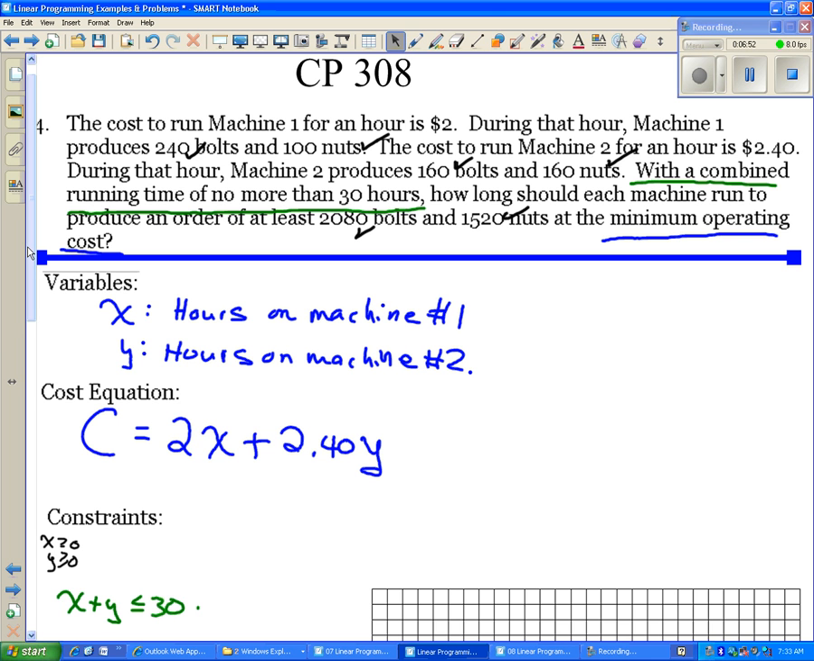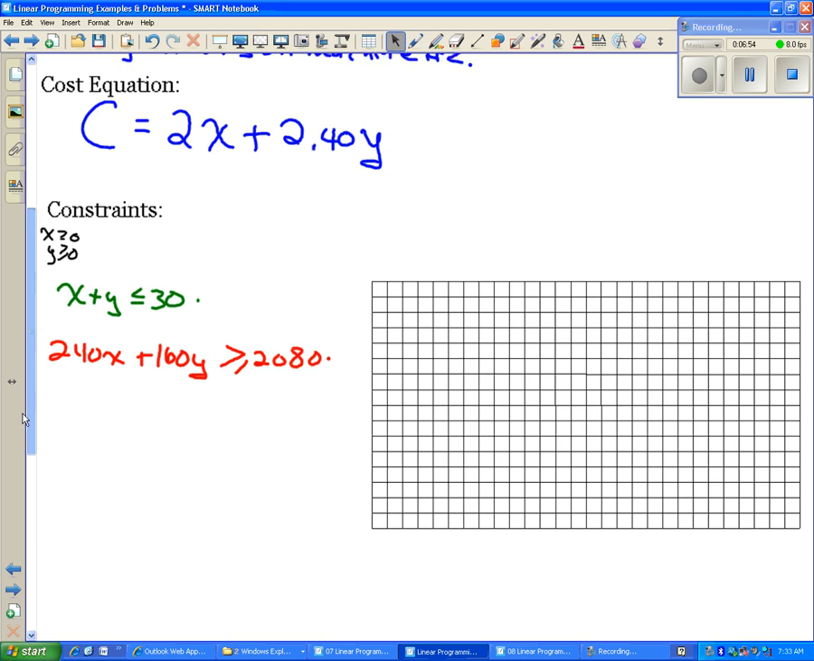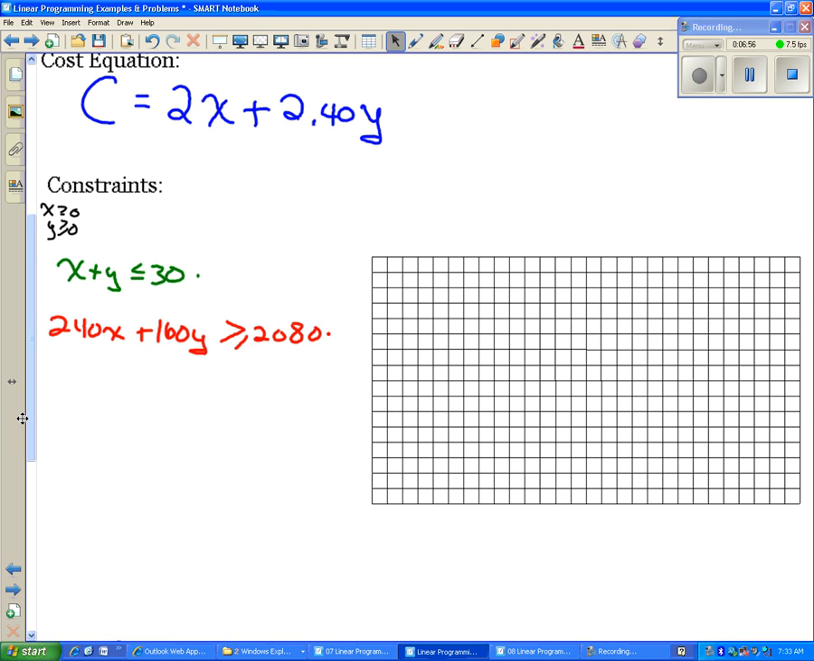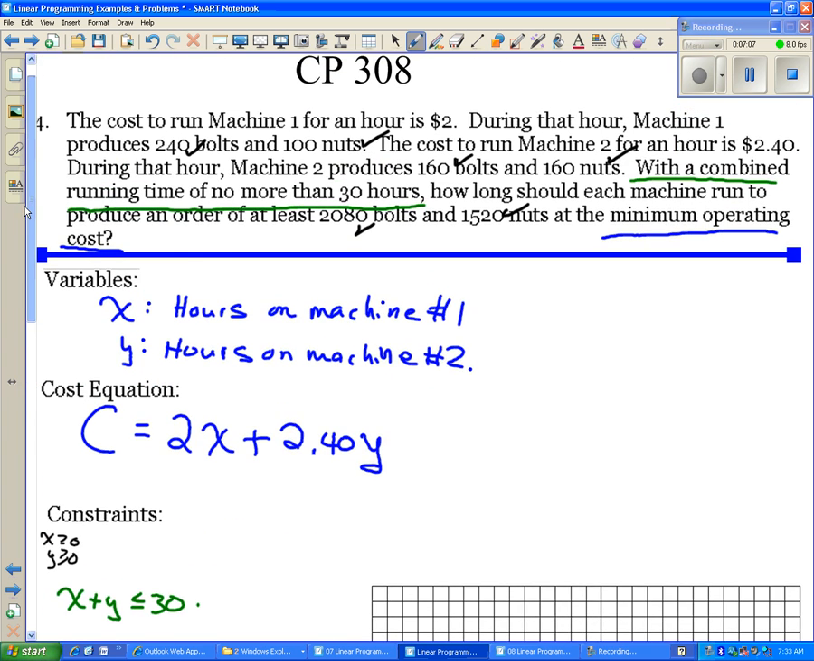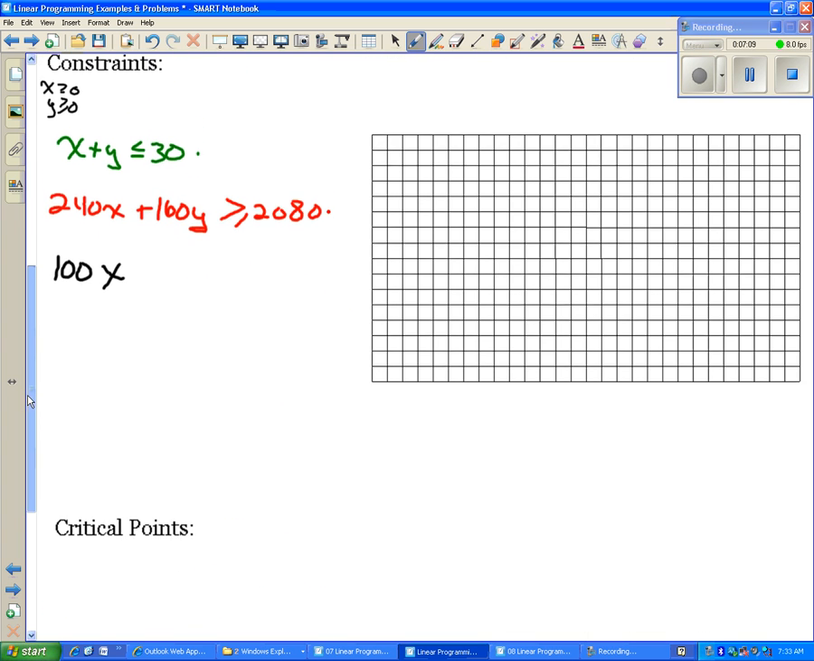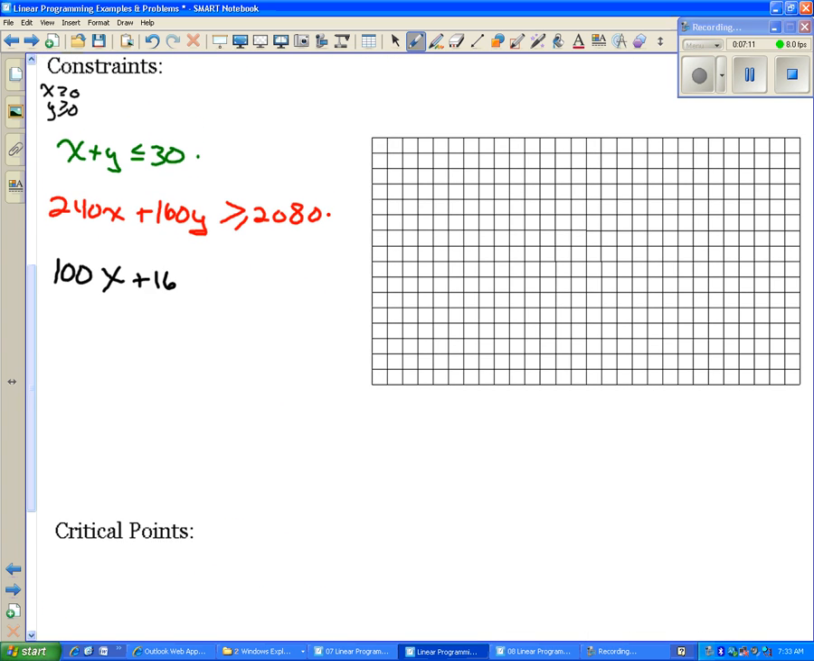So let's look and set up that function. I'm going to go ahead and do it in black. Again, I'm going to have 100 nuts for the first machine, 160 nuts for the second machine, and I want at least 1,520 nuts. So that's my third constraint in black.